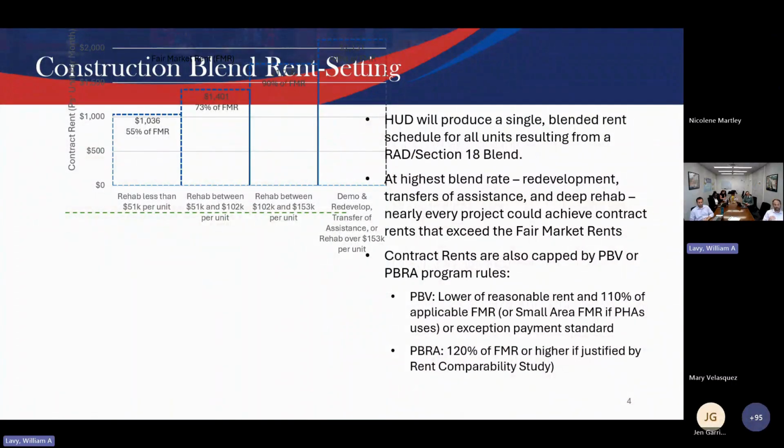Now, the contract rents are still capped based on the program rules for the project-based voucher or project-based rental assistance programs. For project-based vouchers, it's the lower of reasonable rent or 110% of the FMR, or the smaller FMR or exception payment standard if the PHA has one. And for project-based rental assistance, it's 120% of FMR. These are statutory caps, so sometimes we'll see PHAs exceed the cap for project-based vouchers, but still need that higher revenue, and so they'll opt for a project-based rental assistance contract, where the contract is directly with HUD, and they can benefit from the higher rents there.